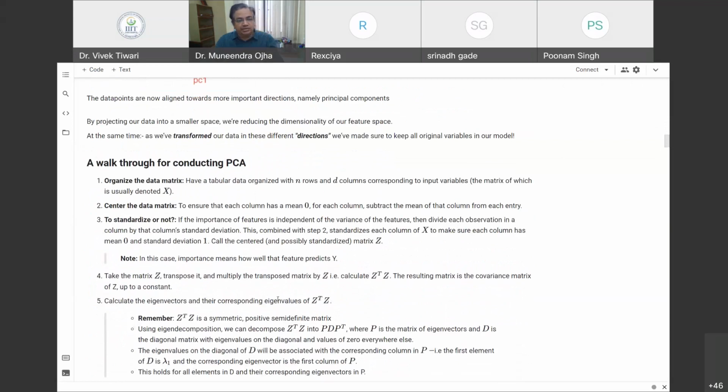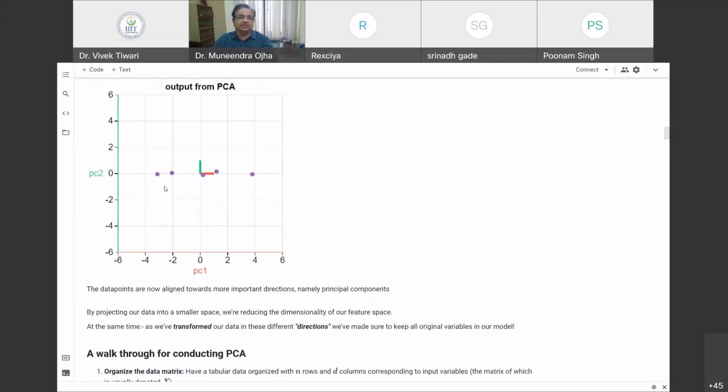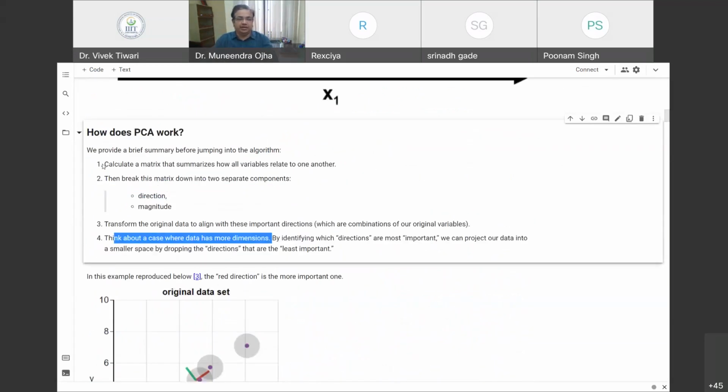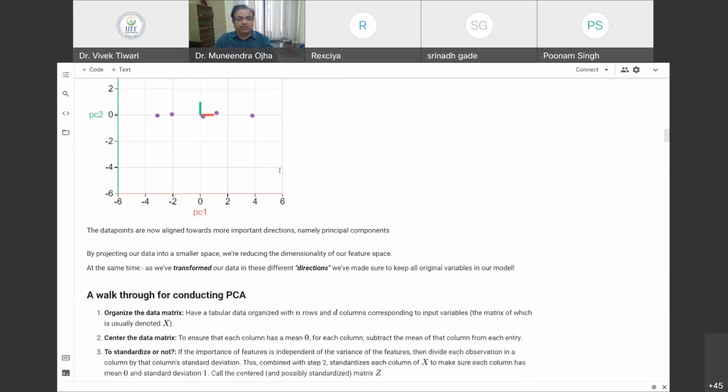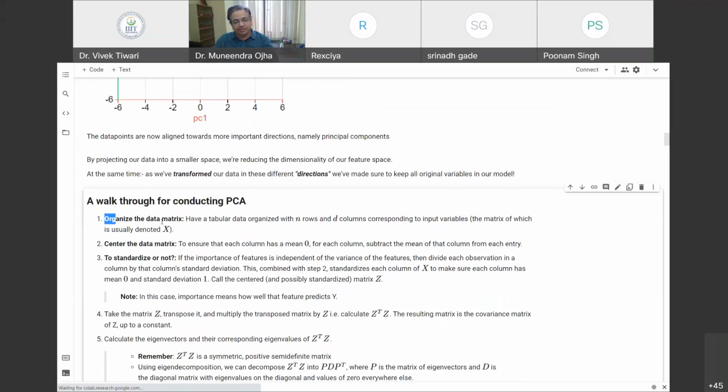Right. So in this algorithmic view, let us take a walkthrough on PCA and try to understand what are the steps with which we implement PCA. First of all, we need to organize our data matrix. So the first step that was given over here, we have to calculate a matrix that summarizes how all variables relate to one another. So the first step is organize the data matrix.